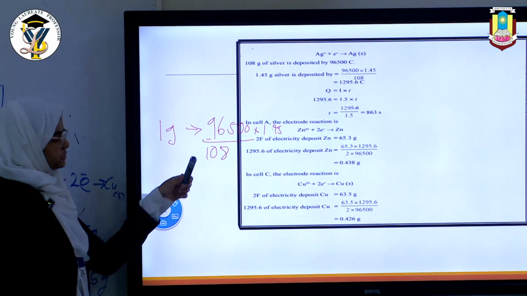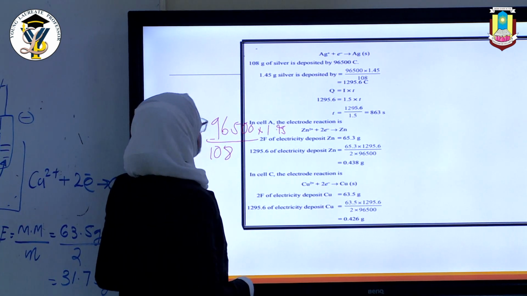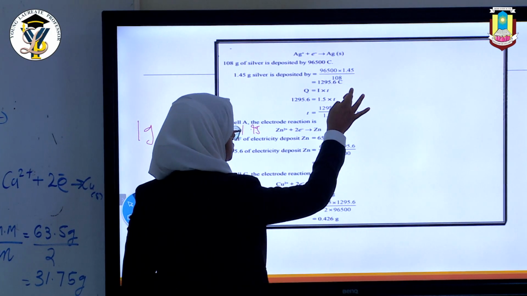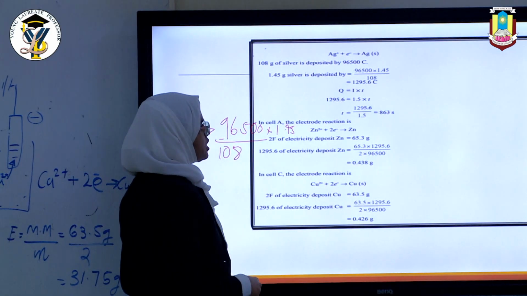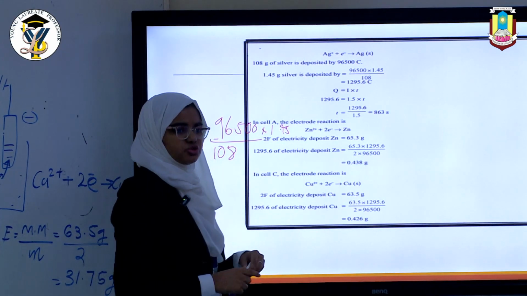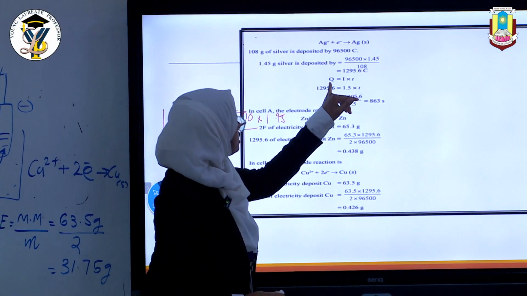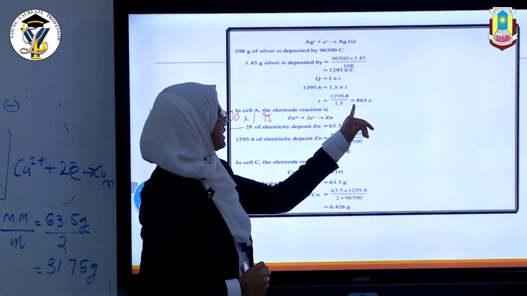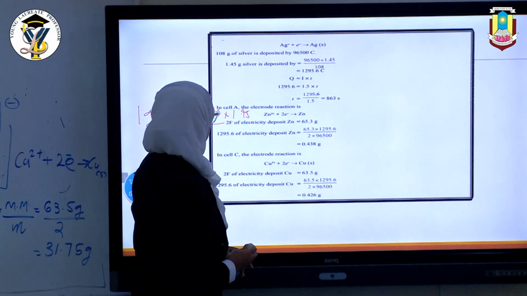Yeah. And the answer we are going to get is 1295.6 coulombs. And to calculate time, we can just substitute in the equation charge is equal to I into t, and we will get our answer as 863 seconds.